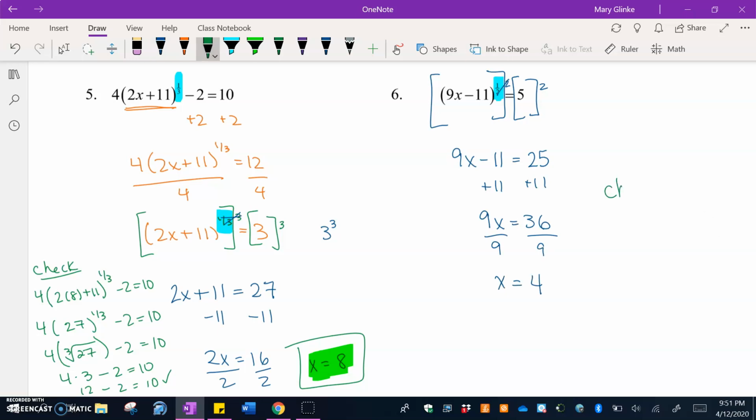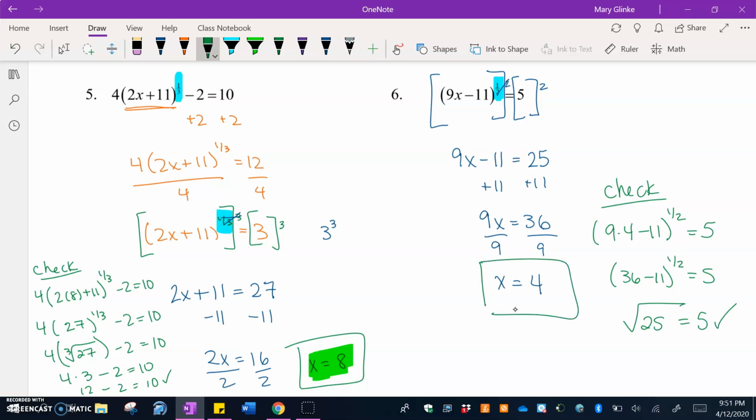We're going to take our answer and go ahead and check it to see if it works. So we get 9 times 4 minus 11, which is 36 minus 11, to the 1/2 power equals 5. So 36 minus 11 is 25. The 1/2 power is saying the same thing as the square root. So the square root of 25 is 5. We get a true statement, which means x equals 4 is my answer.